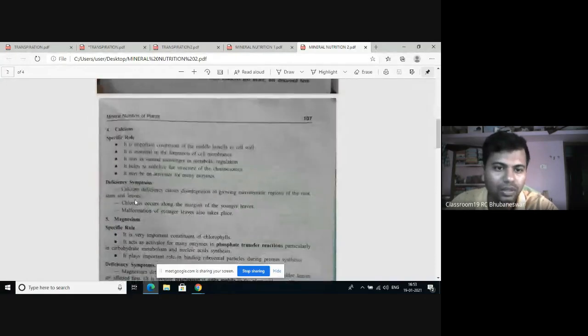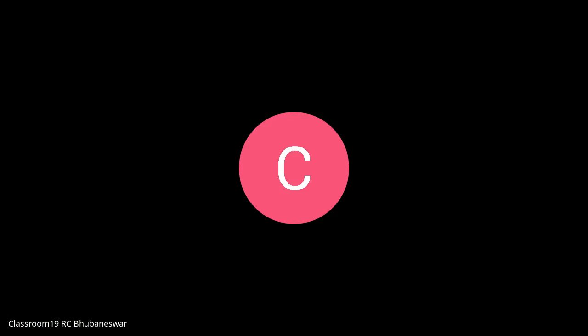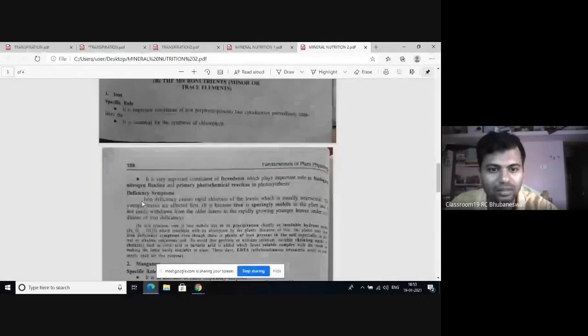Then calcium deficiency causes disintegration of the growing meristematic regions, meaning the apical meristem and the root apical meristem disintegrate because of the deficiency of calcium. There chlorosis occurs along the margin. The same applies for macronutrients as well as micronutrients. For example, iron is a micronutrient.